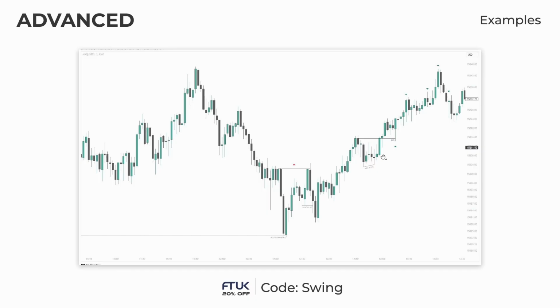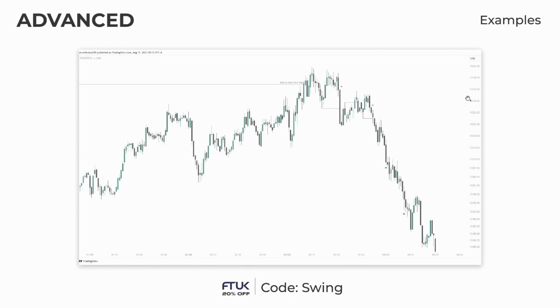SMT is when two correlated pairs have divergence at the low or high. So in this case, this is NQ here. ES took out this low, but NQ didn't. So this is an SMT, so I consider this a raid as well. Price went higher, and then I entered from the order block here, and then I sold back up there.